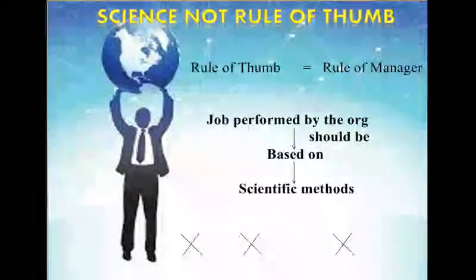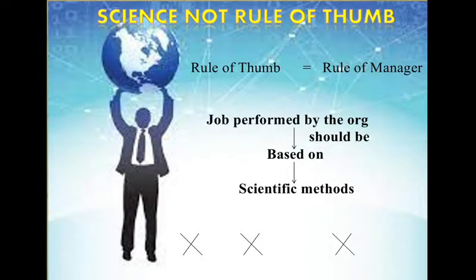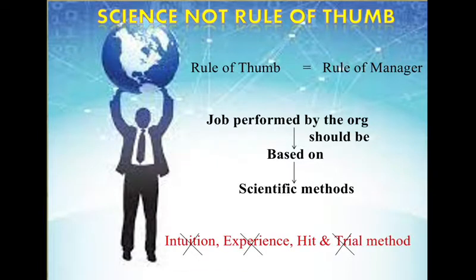Here Taylor says that the job performed by the organization should be based on scientific method. It should not be on the basis of intuition, experiments or hit and trial method of the manager. This is the first scientific principle of management.